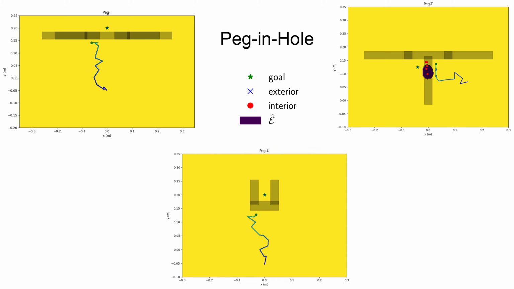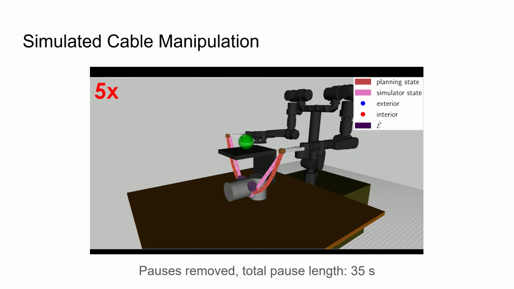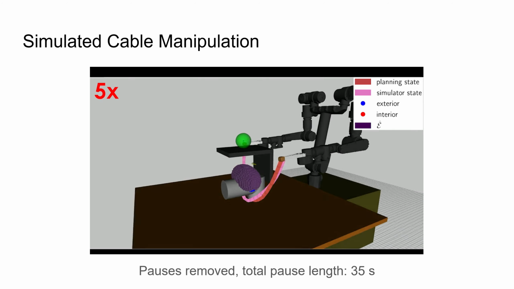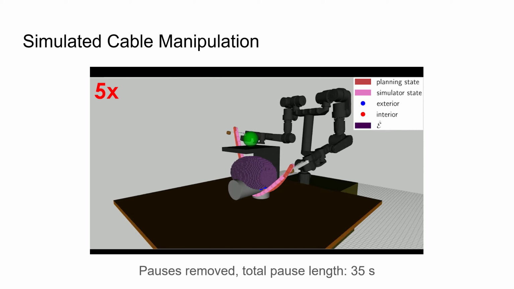We also evaluate our method on two other peg and hole tasks with different obstacle geometries, showing generalization to different obstacle configurations. In this simulated cable manipulation experiment, a 16-DOF bimanual robot removes a cable from under a hook and navigates its center to the green goal region.